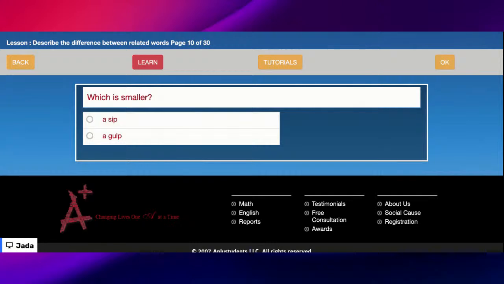So which is smaller, a sip or a gulp? So which one is smaller? Mm-hmm. Sip, okay.